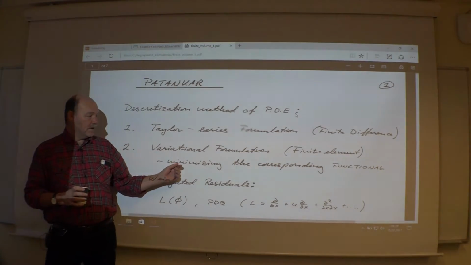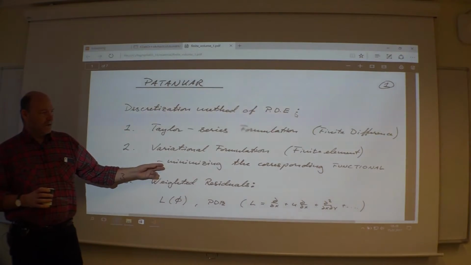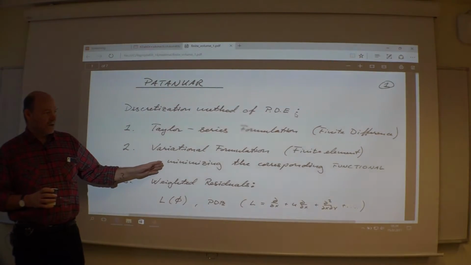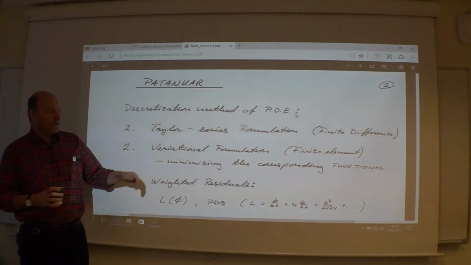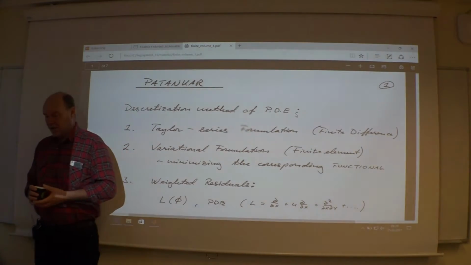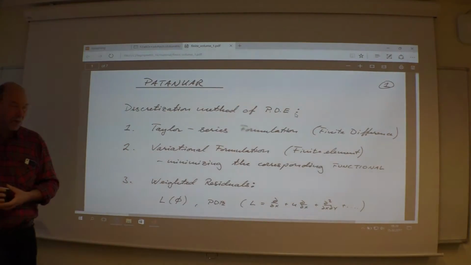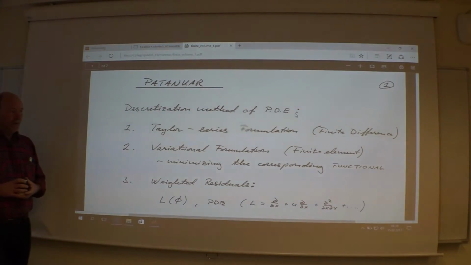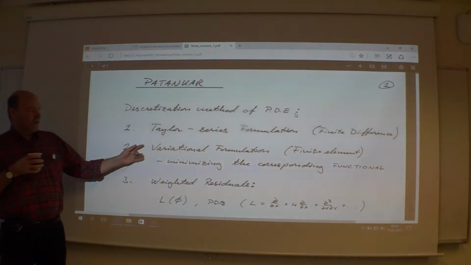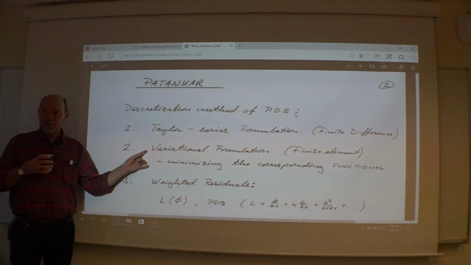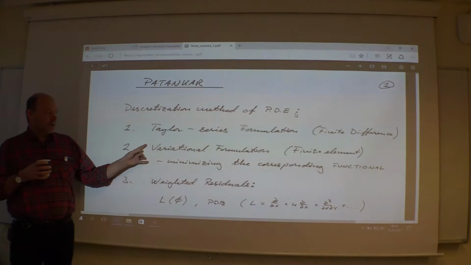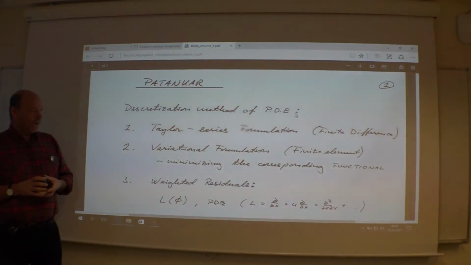You need a functional that should now be minimized. Then the functional must represent your original problem, which is very heavy math. I have not seen actually a complete functional covering the entire Navier-Stokes. So very heavy, very elegant if you can use it, but tough. So we are not going into this one at all. But here is sort of the birthplace for finite element.